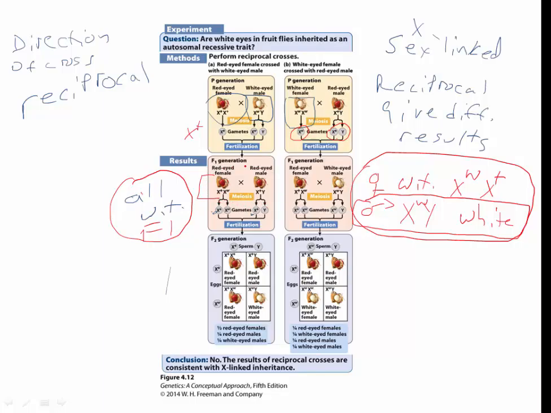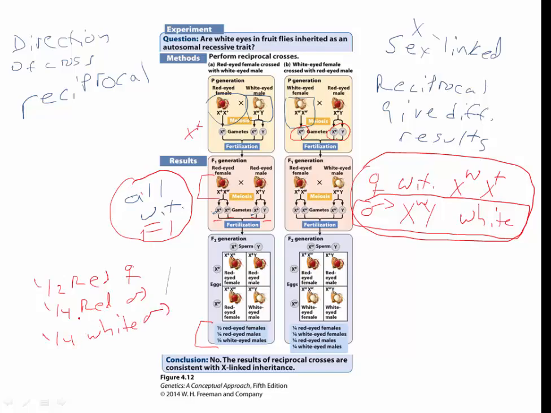are wild-type eye color, but the female's heterozygous, and the male has an X plus and a Y. So now this female can give us either an X plus or an XW. The male can give us an X plus or a Y. When these things get together in fertilization, we get this ratio. We get 1/2 red females, 1/4 red males, and 1/4 white males.